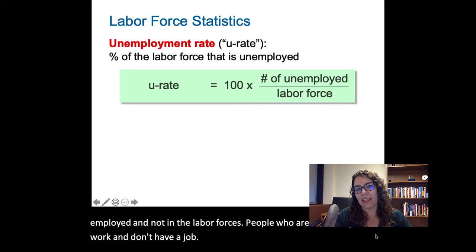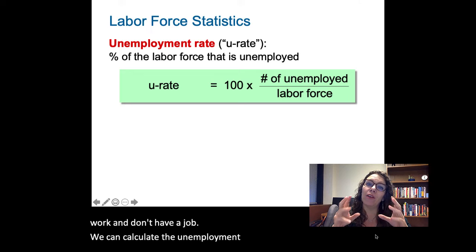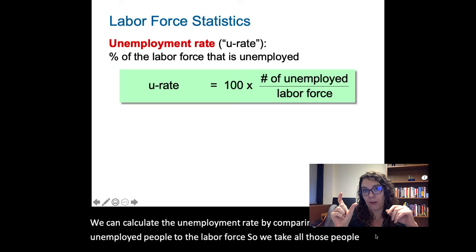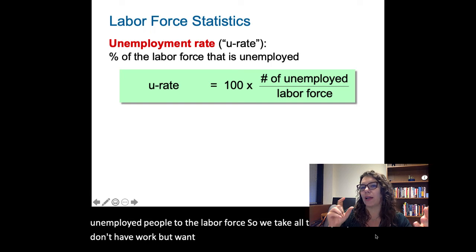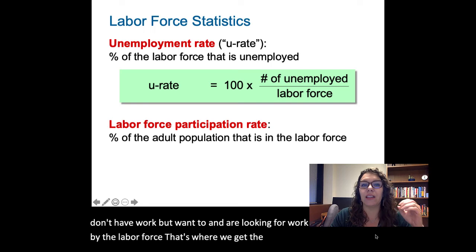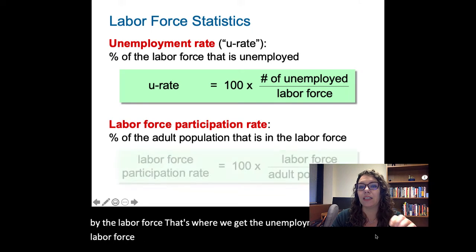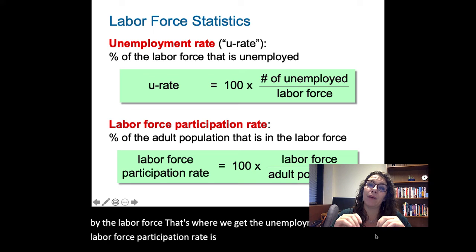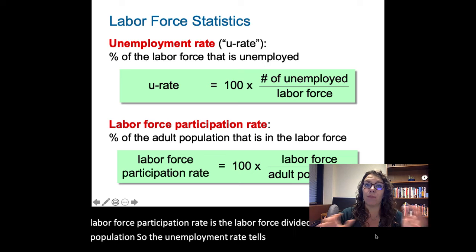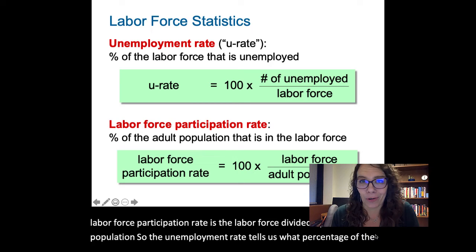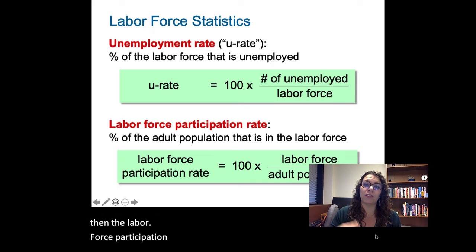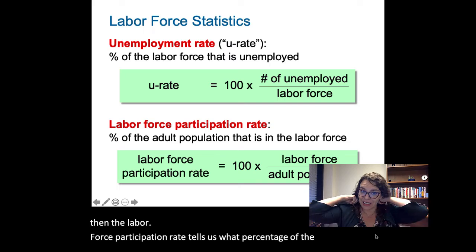We can calculate the unemployment rate by comparing the number of unemployed people to the labor force. So we take all those people who don't have work but want to and are looking for work and divide them by the labor force. That's where we get the unemployment rate. The labor force participation rate is the labor force divided by the adult population. So the unemployment rate tells us what percentage of the labor force is unemployed, and the labor force participation rate tells us what percentage of the adult population is in the labor force.